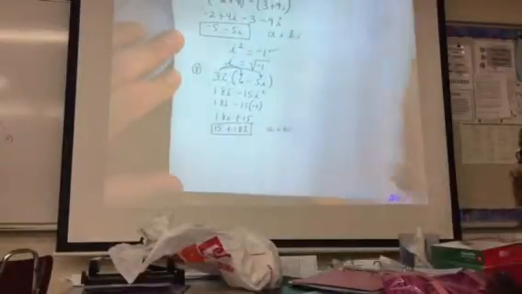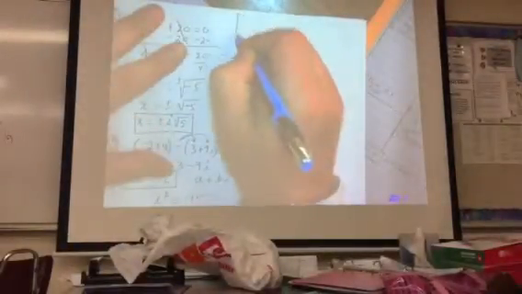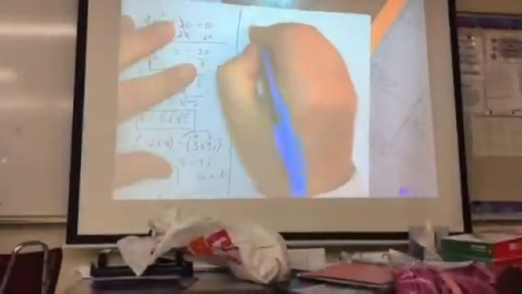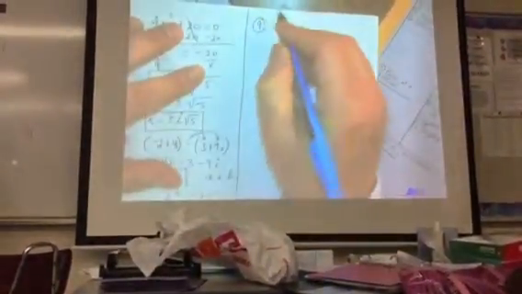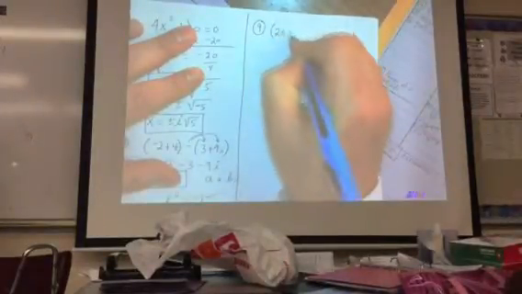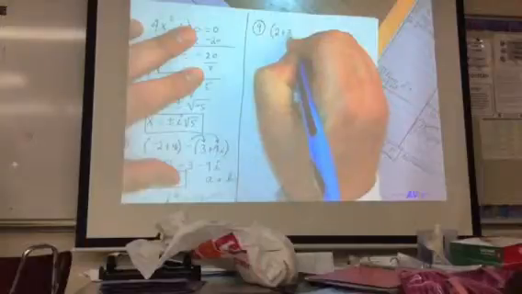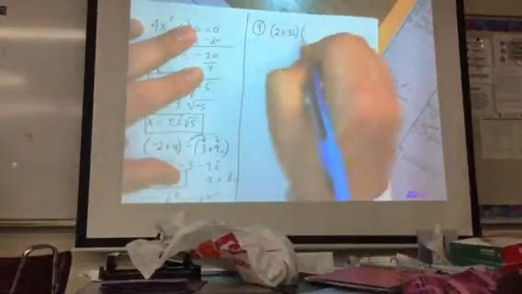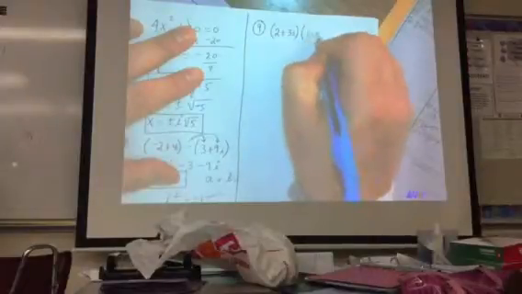Number 9. Did you ever do number 9? Number 8. You want me to do number 8 again? Okay, here's number 9. Number 9 has a product of 2 binomials. The first binomial is 2 plus 3i, and it's times the quantity of 1 minus 4i.